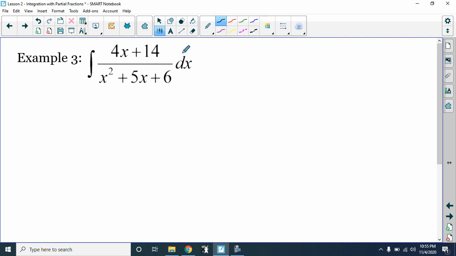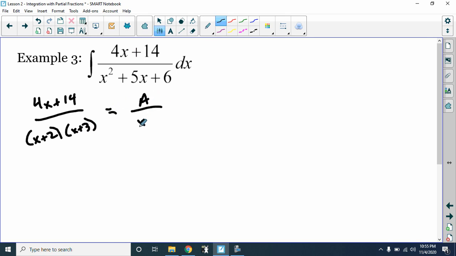So what we're doing is we're going to rewrite the integrand. Don't worry about the dx, don't worry about the integral sign, but we want to write 4x plus 14 over, factor this, x plus 2, x plus 3, and we want to write it as its partial fractions. A over x plus 2 plus B over x plus 3. And do the partial fractions the same way we did before. We're going to multiply both sides by x plus 2 times x plus 3. So if I multiply this side by that, they're going to cancel.